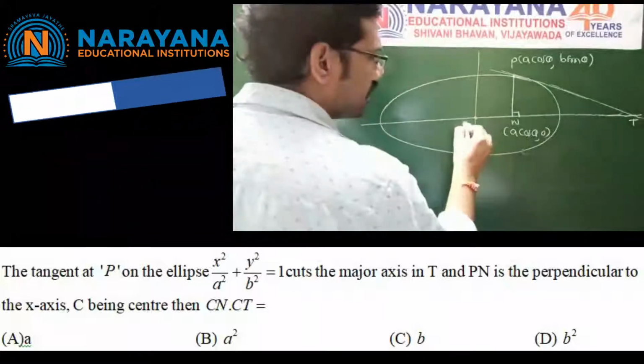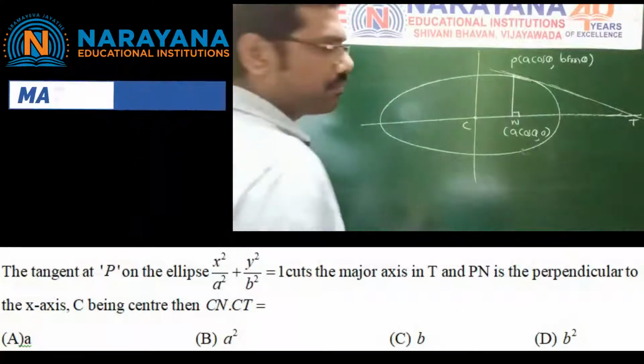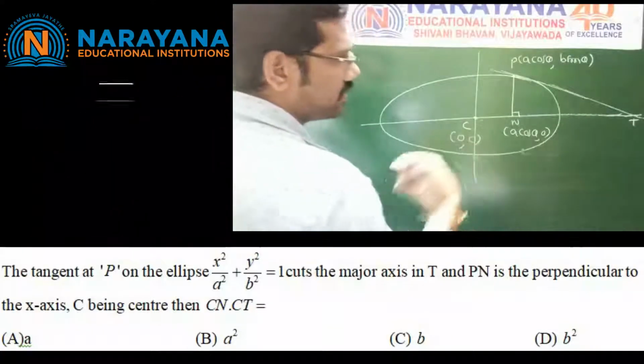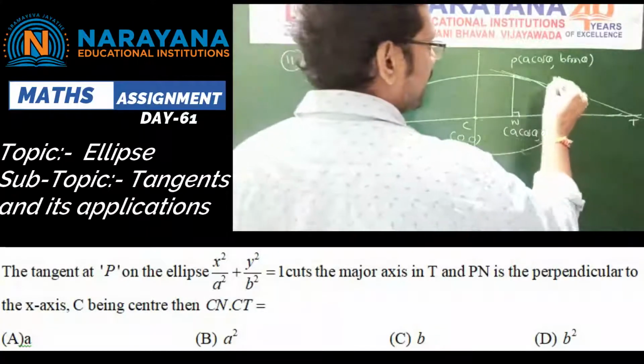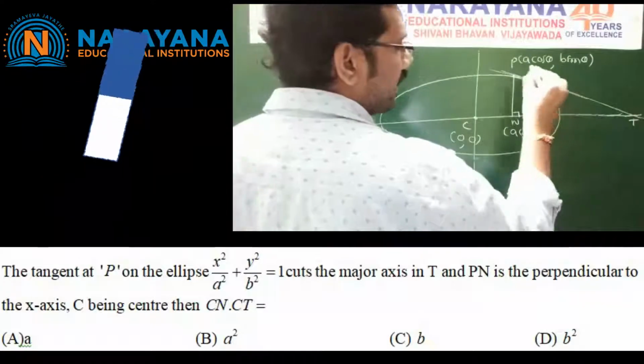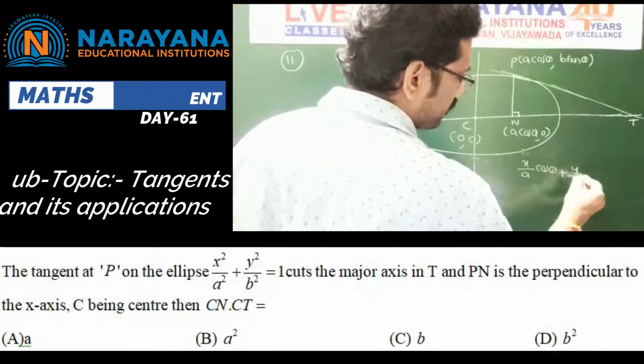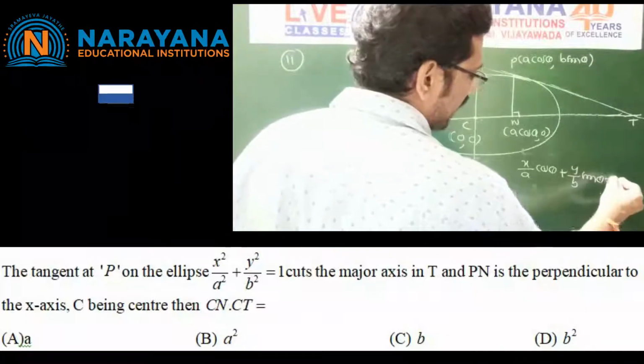Here C is the center of the ellipse. Now you have to find CN into CT. Here C is the center of the ellipse, (0, 0). First write the equation of the tangent: x by a cos theta plus y by b sin theta is equal to 1. This is the equation of the tangent.